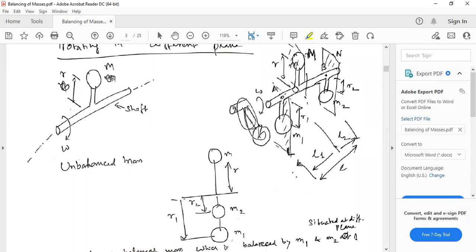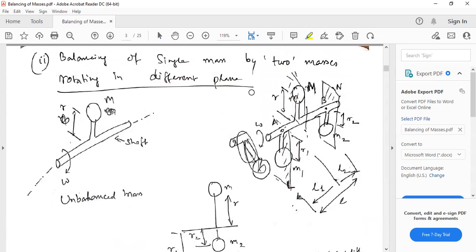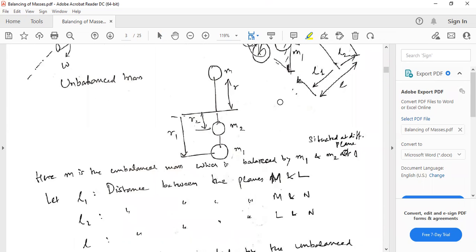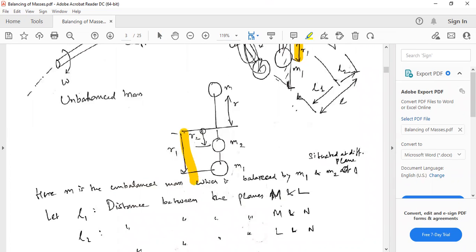Now we can draw the side view of this by looking from this side. We have this type of diagram. You can see m is here and the other two masses are here. These two, m1 and m2, are in the same plane. Let's assume that r1 is more than r2, so r1 is here, which is more than r2. We just place it like this.